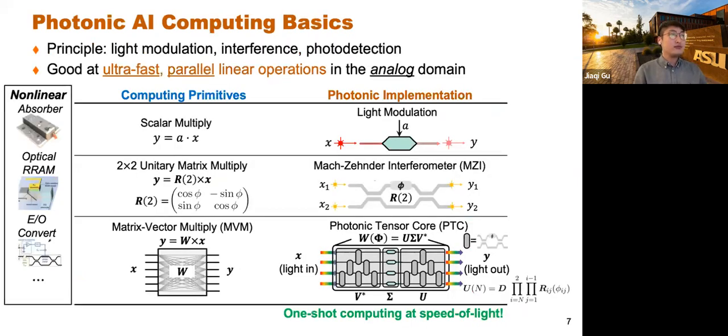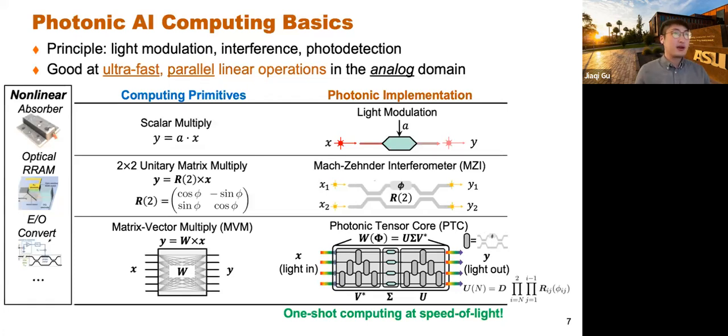So if you don't know how to use optics for computing, here's a short introduction called Optical AI Computing 101. The basic principle is very simple. It's based on light signal modulation. You can modulate the phase and the amplitude of the light, and also use coherent light interference and photodetection to convert from the optical domain to the electrical domain.